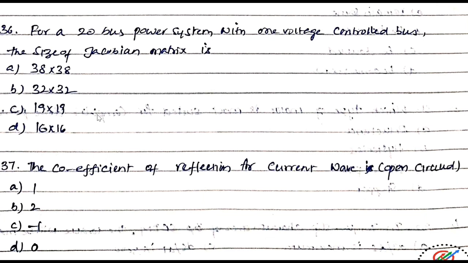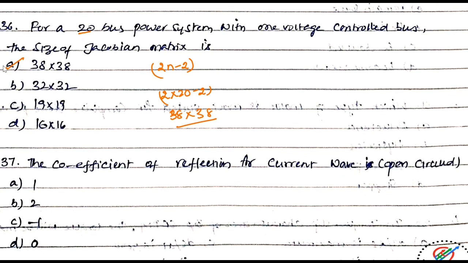Now here, for a 20 bus power system with one voltage controlled bus, the size of the Jacobian matrix is, okay. So here there is only one controlled bus. The formula is 2n minus 2 here. What is the n? N is nothing but 20 bus system, so 2 into 20 minus 2 here. So that is 38 cross 38. So the answer will be A here.